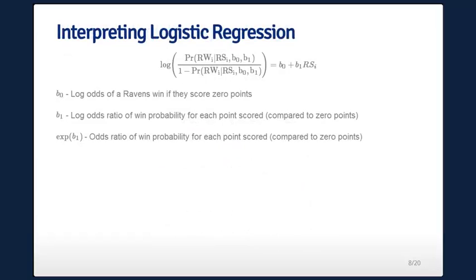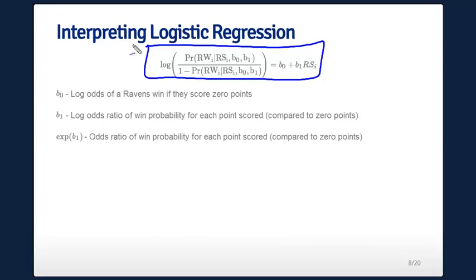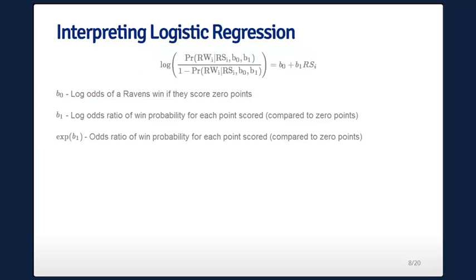There we have it, now we have the equation rewritten. How do we interpret these? Beta 0 is the log odds of the Ravens winning if they scored 0 points, because if I just plugged in 0 there, that term would go away and we just have beta 0. Beta 1 is the log odds ratio of win probability for each point scored.